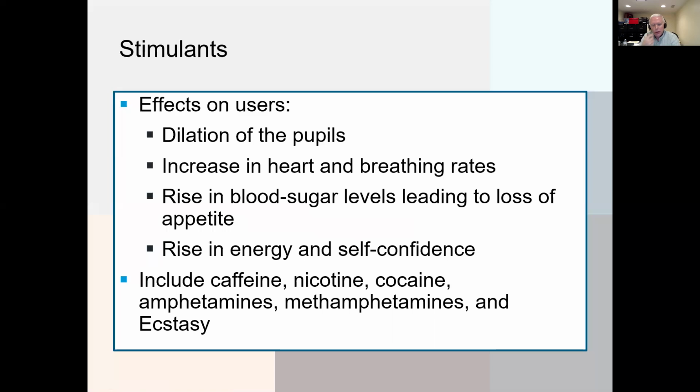The stimulants are another category of drugs that produce pretty much the opposite effect of the depressants. There are various drugs in the stimulant category, including caffeine, nicotine, cocaine, amphetamines, methamphetamines, and ecstasy, all in this category. You can see some of the physical effects. They produce dilation of the pupils, increase in heart and breathing rates, rise in blood sugar levels, leading to a loss of appetite, and also rise in energy and self-confidence.